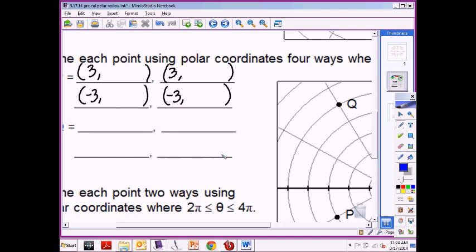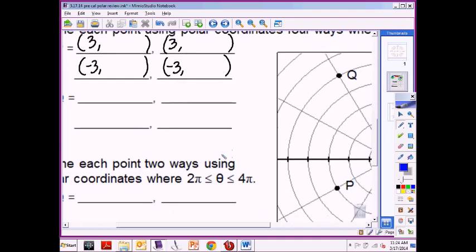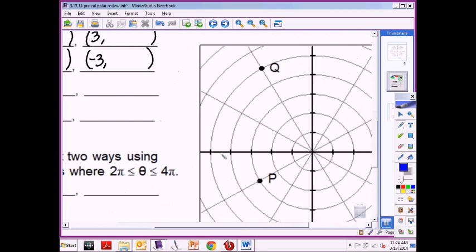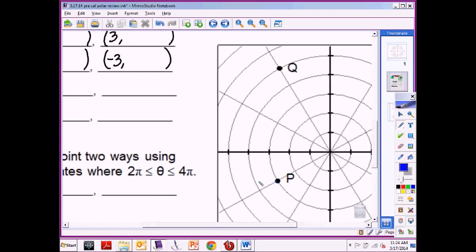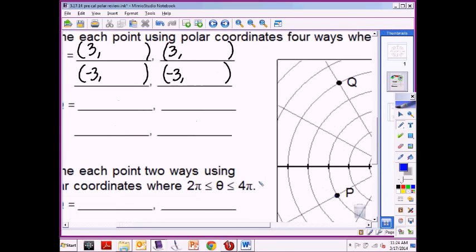The first thing to do is find the positive. So when I look here, if I'm here at positive 3 as my radius, and I would go around, what angle would this be? It will be 7 pi over 6. So my positive angle is 7 pi over 6.